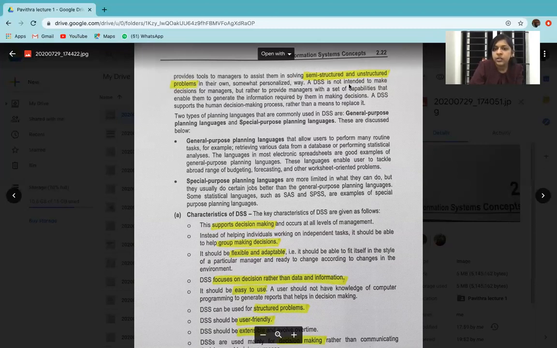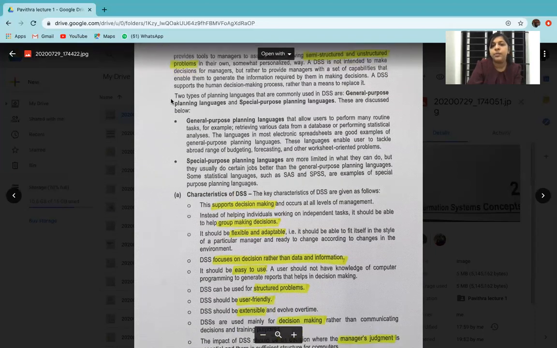A DSS is not intended to make decisions for managers, but rather to provide managers with a set of capabilities. They assist the managers. They do not provide decisions to the managers, but they provide them the capabilities, that is, they assist the managers in solving semi-structured and also unstructured problems.